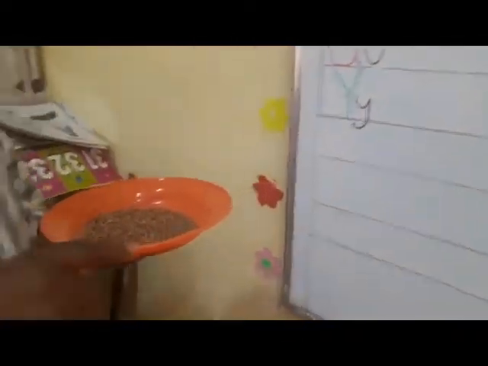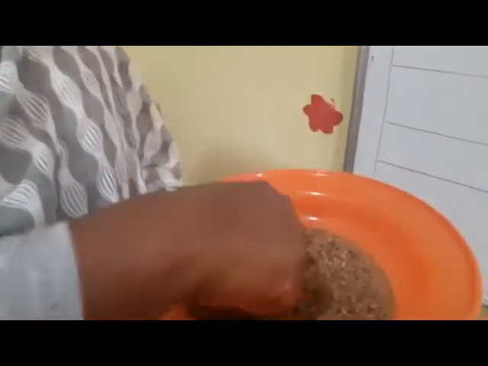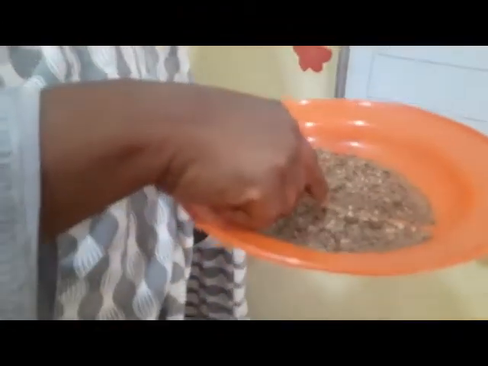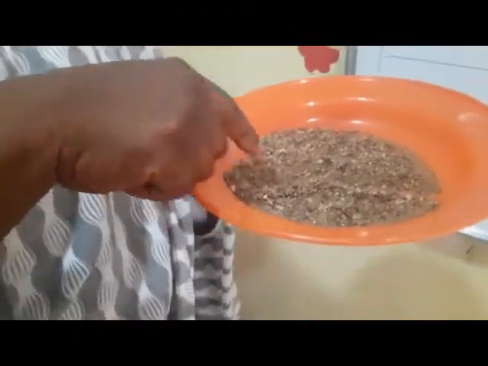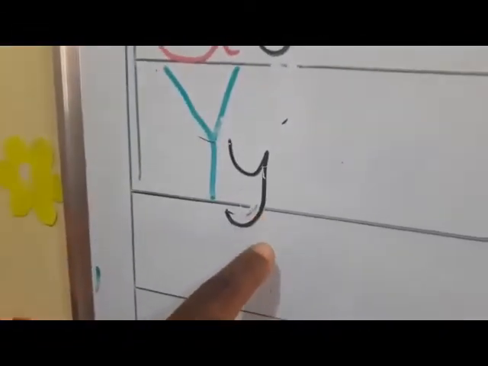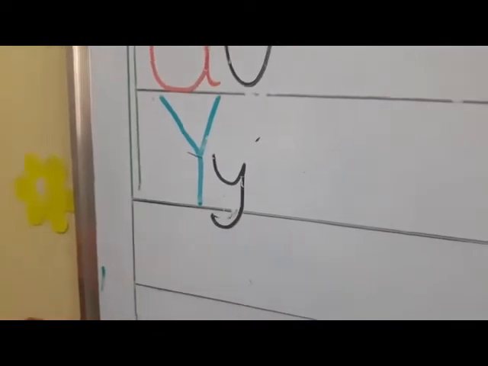How do you write your letter Y? Slant to the right, slant to the left, and stroke down underneath. Okay? Good. And it gives you what? Y sound. The sound is what? The sound is Y.